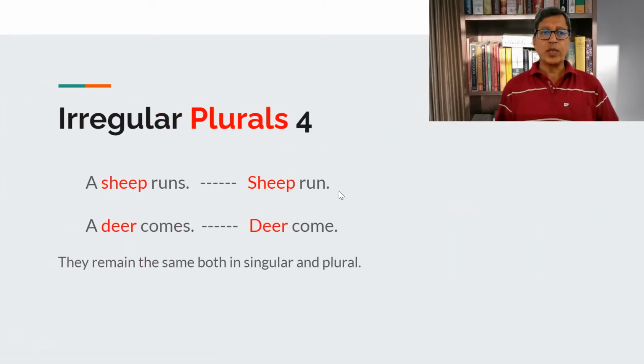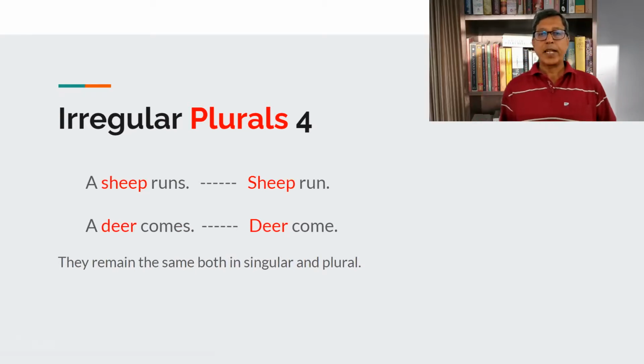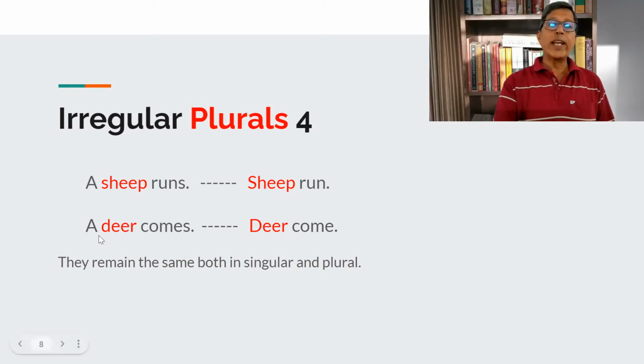What is the other rule? The fourth rule is in which you can see a sheep runs and the plural is sheep run. So sheep remains the same. It remains unchanged. So this is again a new rule. Again, deer also remains the same. So these are the two nouns where you can see that they don't change. There are a couple of others, but I have taken only the common ones. So we have discussed 4 ways of changing from singular to plural, and particularly irregular plurals.